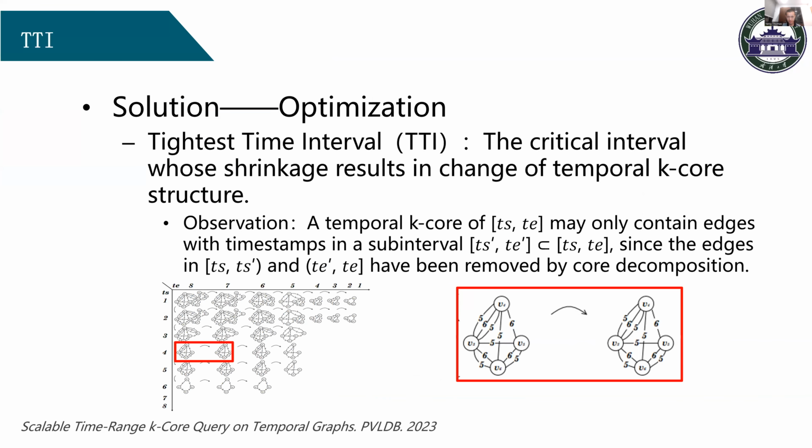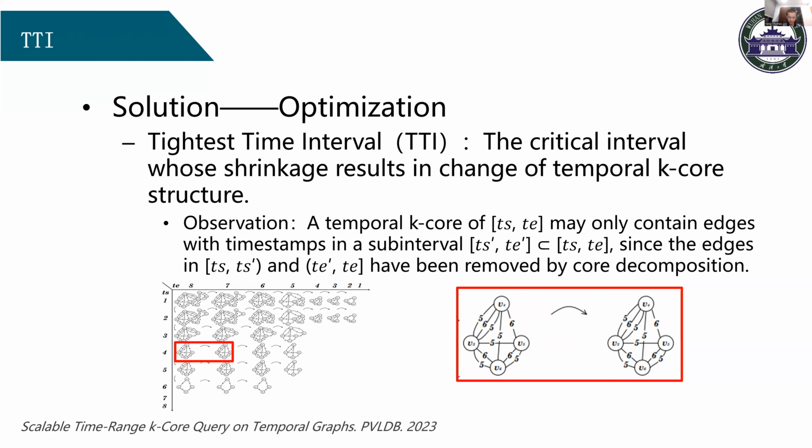So next, let me introduce the optimization techniques for the TCD algorithm. In a nutshell, we directly prune subintervals without inducing their temporal K-cores if we can predict that the temporal K-cores are identical to other induced temporal K-cores. So for example, as shown in this figure, we can see that the temporal K-cores induced by 4-8 and 4-7 are identical.